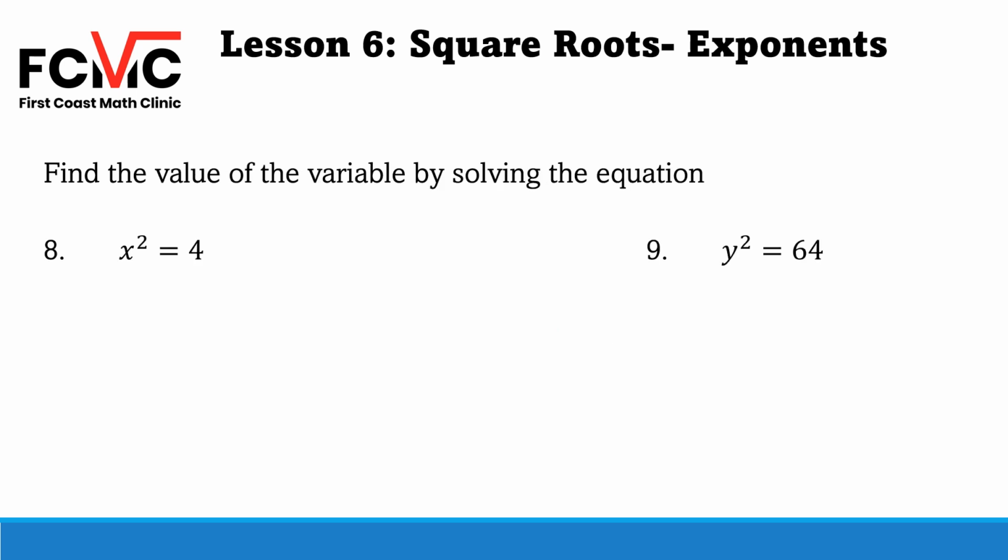Okay, so for numbers 8 and 9, we've got x squared equals 4 and y squared equals 64. And you're going to see this application a lot when you get into right triangles, when you get into Pythagorean theorem, solving for variables that are raised to the second power. So let's think of, we want to kind of undo this squaring. So let's think of our inverse operations, right? So for addition, our inverse is subtraction. For multiplication, inverse is division.